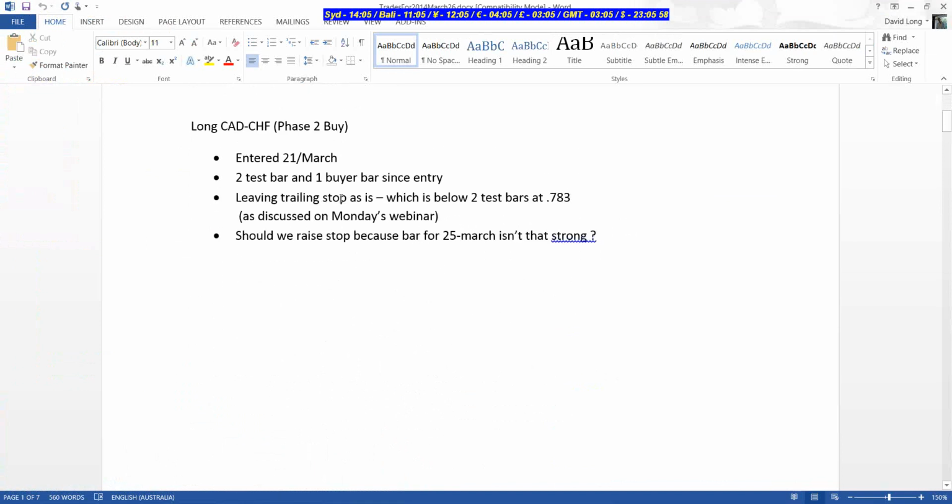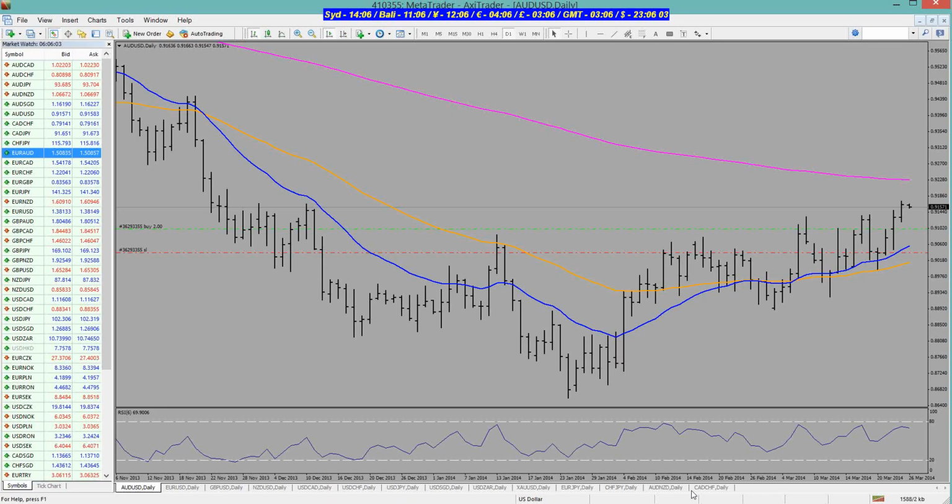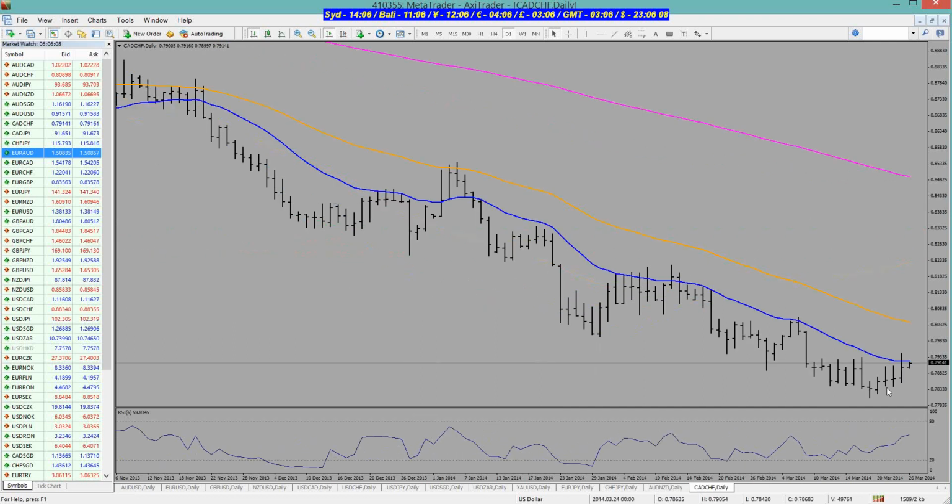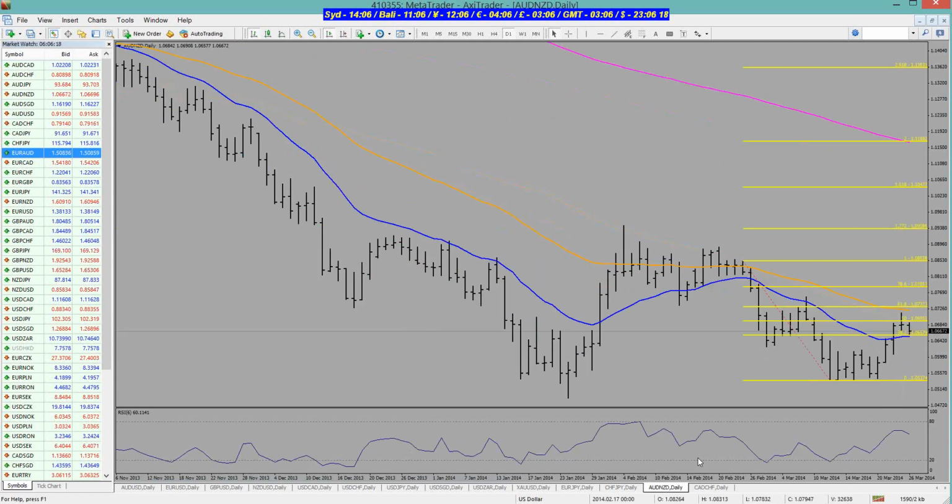CAD Swiss. 2 test bars and 1 buy bar, leaving trailing stop. Well, kind of discussed that as well with the CAD Swiss. I didn't take it, but you'd have your stop underneath these 2 test bars, and you know it's doing its job. What's this one doing now? Not much. Okay.